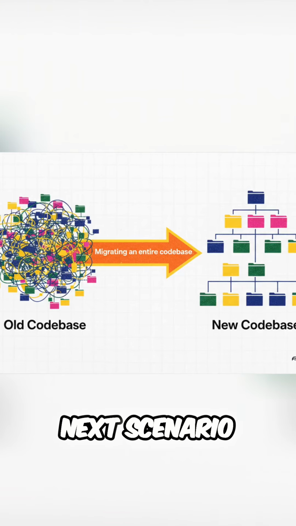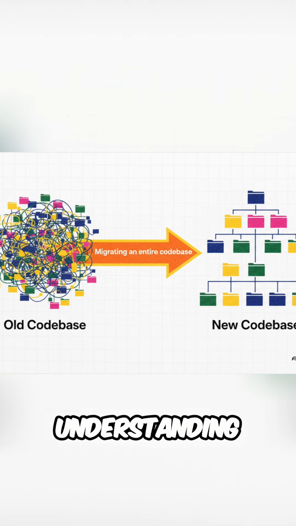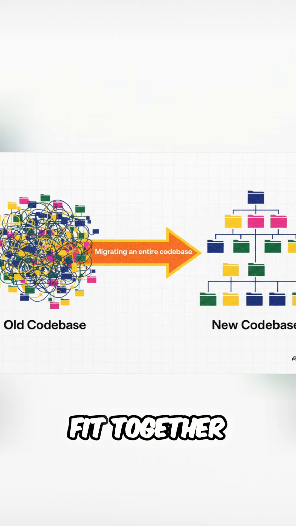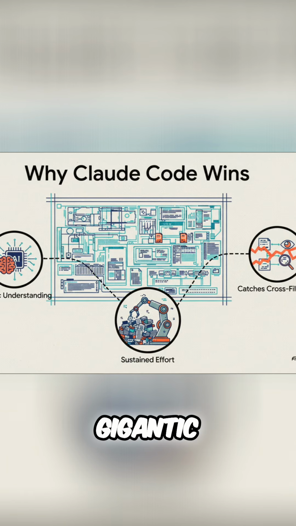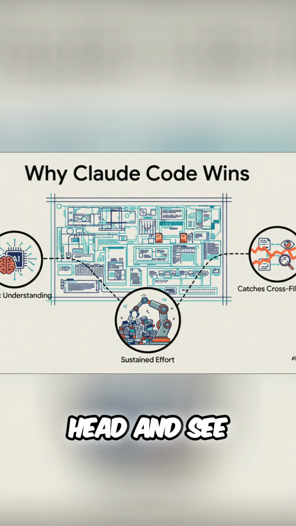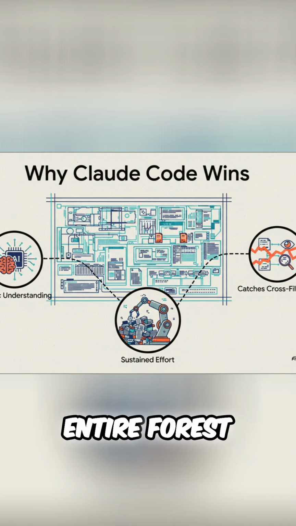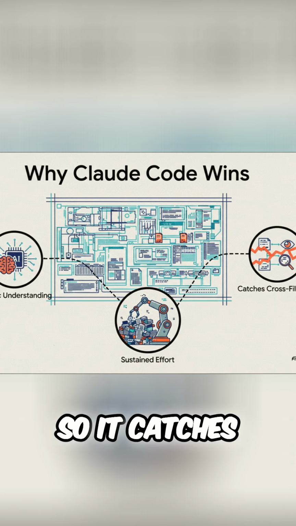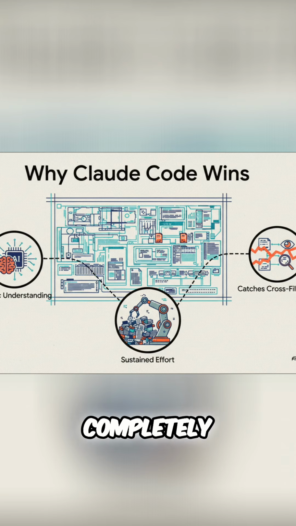All right, next scenario. A much, much bigger beast. Taking a whole legacy code base and migrating it to a new language or framework. This isn't about one file. It's about understanding how hundreds of files all fit together. And for a massive job like this, there is no contest. The winner is absolutely Claude Code. Its ability to just hold a gigantic amount of context in its head and see the project as one single thing is, well, it's a game changer. It sees the entire forest, not just the individual trees. So it catches those tricky dependencies and issues between files that a more granular approach would just completely miss.